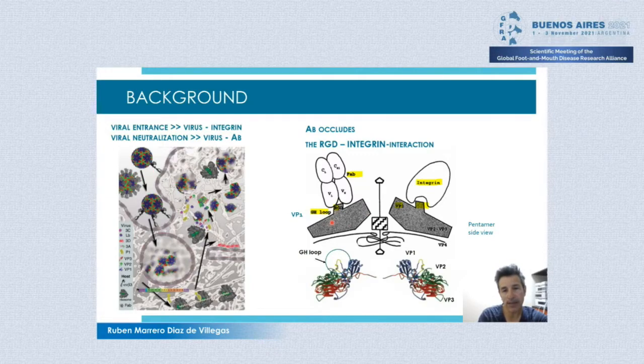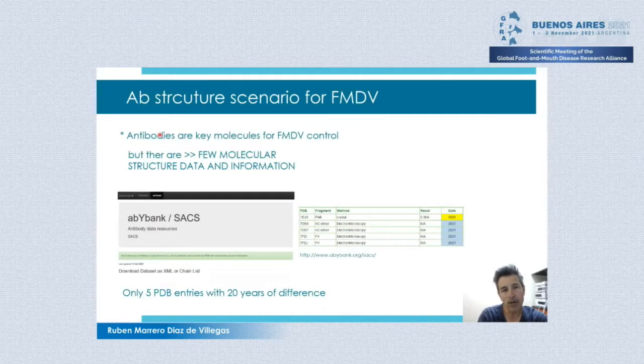The virus has different antigenic sites. Here the antigenic site is at the GH loop of VP1, where there is the RGD motif that is the main target of neutralizing antibodies. So considering that antibodies are key molecules for FMDV control, there are few molecular structure data and information.